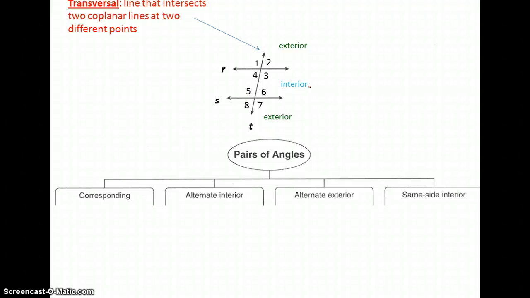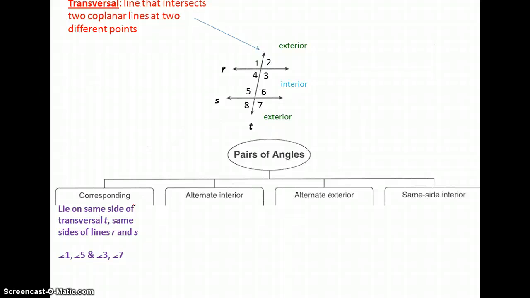So now let's take a look at our pairs of angles. A pair is two. When you're listing these angles, make sure you do list two angles to make the pair. For our first definition, we're going to look at corresponding angles. Think of the word correspond, and what does it mean? You're looking at the same position. So we're going to identify angles that are in the same position.